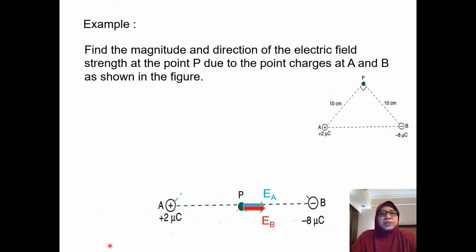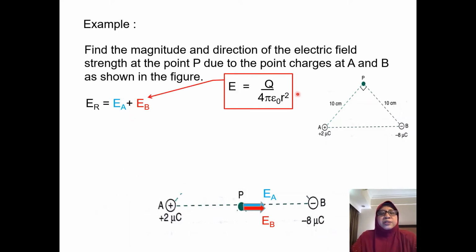Okay, so using the formula, the resultant electric field here will be EA plus EB. Why? Because they are in the same direction. And from here, we can see that the resultant electric field direction is towards B. Look at the arrow here. Now to calculate the E, we use the formula that we derived in electric field part 1, E equals Q per 4 pi epsilon naught R squared.